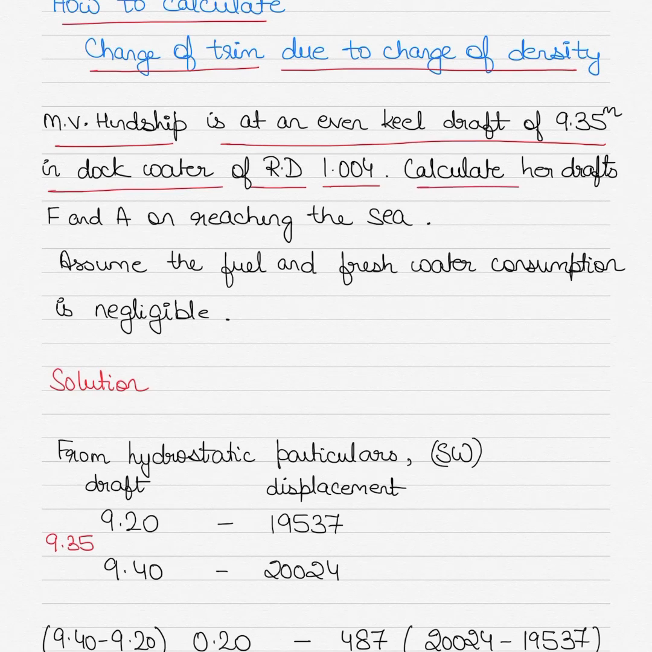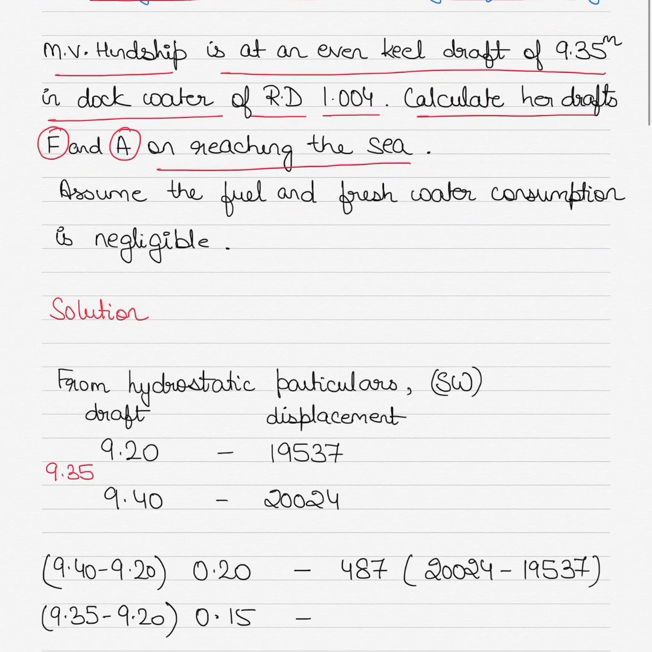What you have to calculate is the change in the drafts forward and aft when the vessel reaches the sea. So when we say vessel reaches the sea, that means it departs the port and goes out into the sea, where we assume that the relative density of the sea water is 1.025. So the density changes from 1.004 to 1.025. That is the assumption you have to make to solve the question.